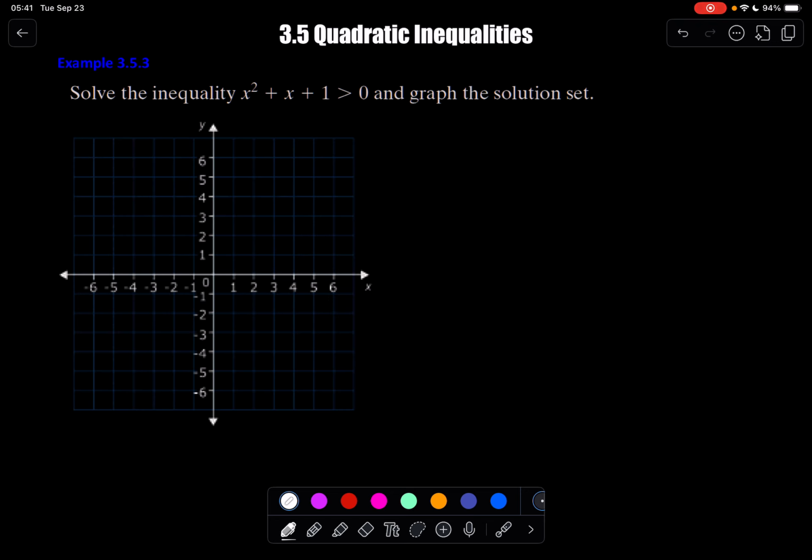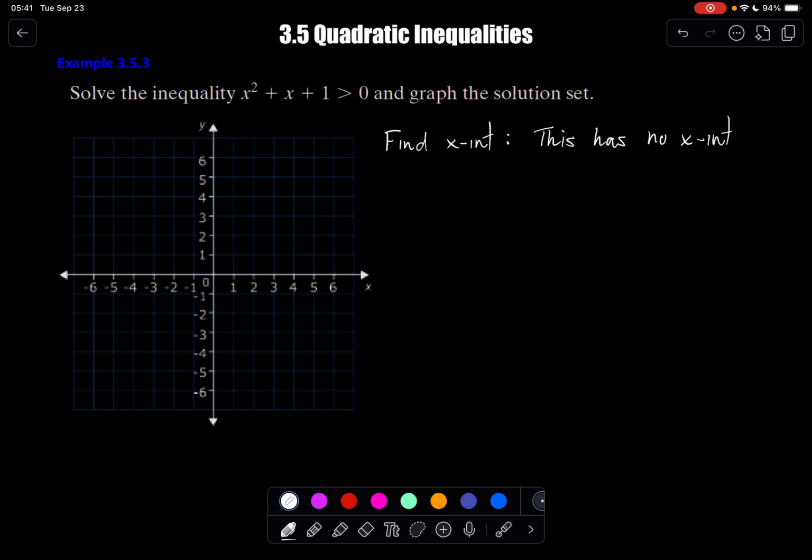Well, it turns out, find x-intercepts. This function has no x-intercepts. And see if you can figure out why without graphing it.